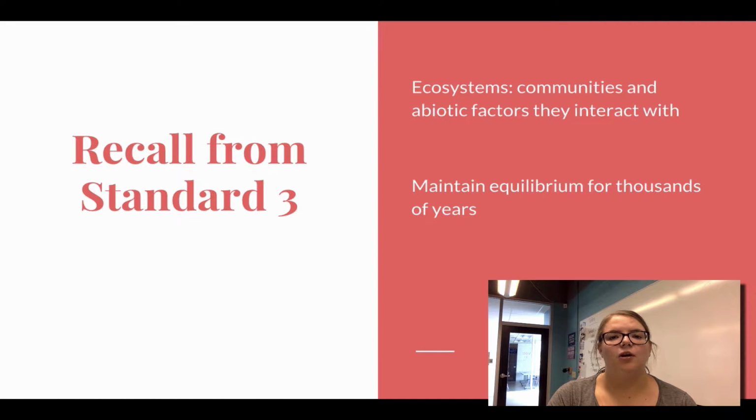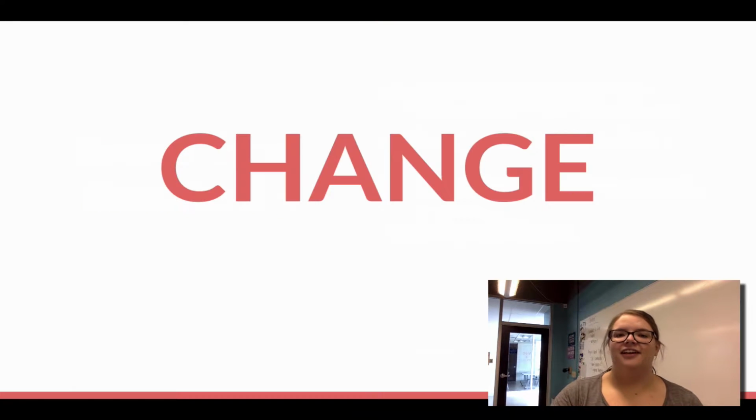And remember, there's this thing called equilibrium, where ecosystems remain the same for thousands of years. So the number of individuals in the ecosystem stays the same. The abiotic and biotic factors are all very stationary for a long time until something changes. So this standard is all about how those things change and how equilibrium gets disrupted. So that's what we're talking about with Standard 4. How do ecosystems actually change?